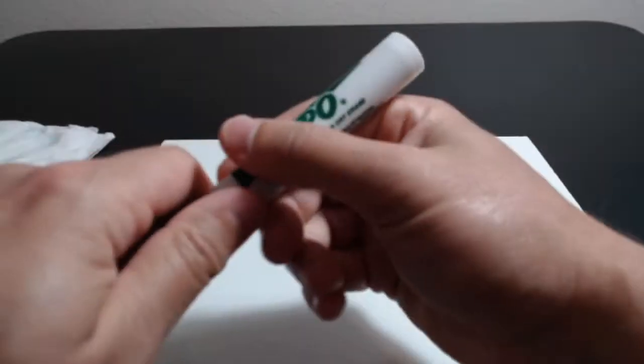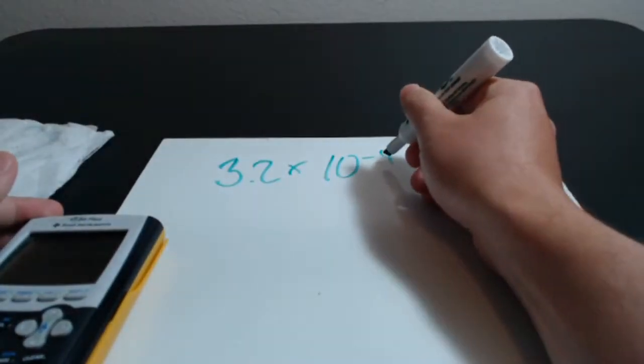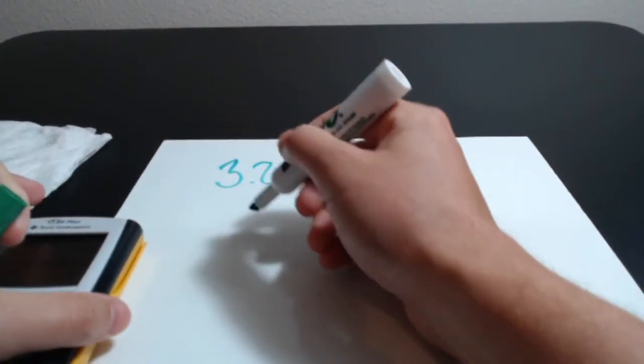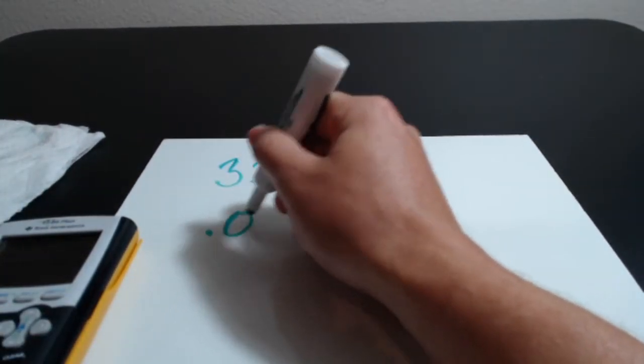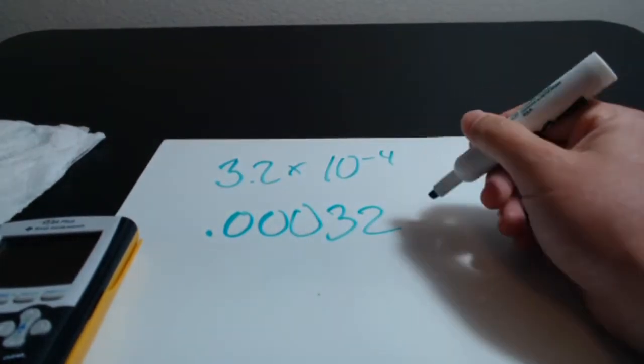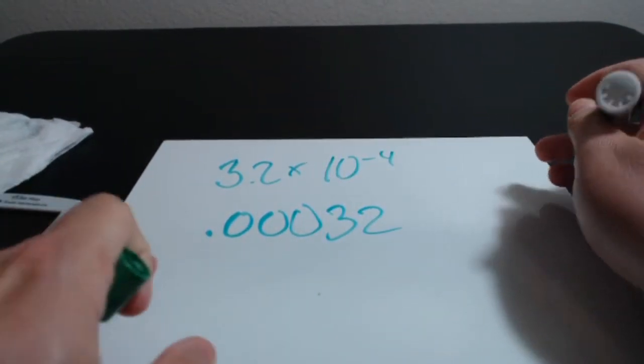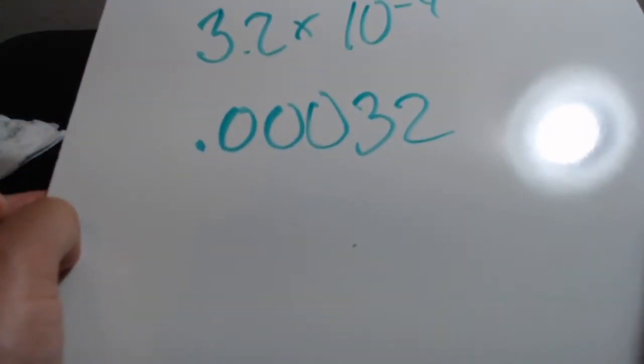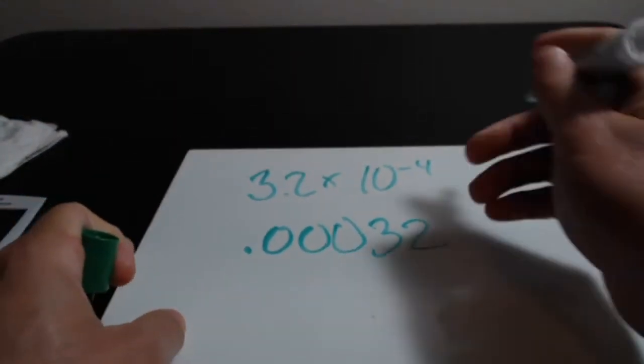Or if I take it out of scientific notation, negative 4 means that decimal gets moved forward 3 times, so 0.00032. Either or right here, both of these answers are correct.